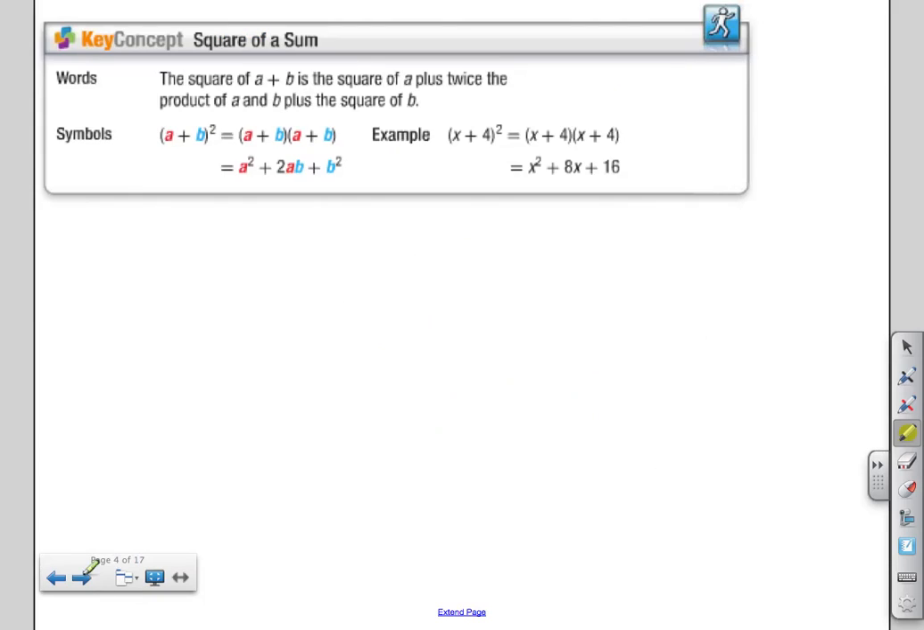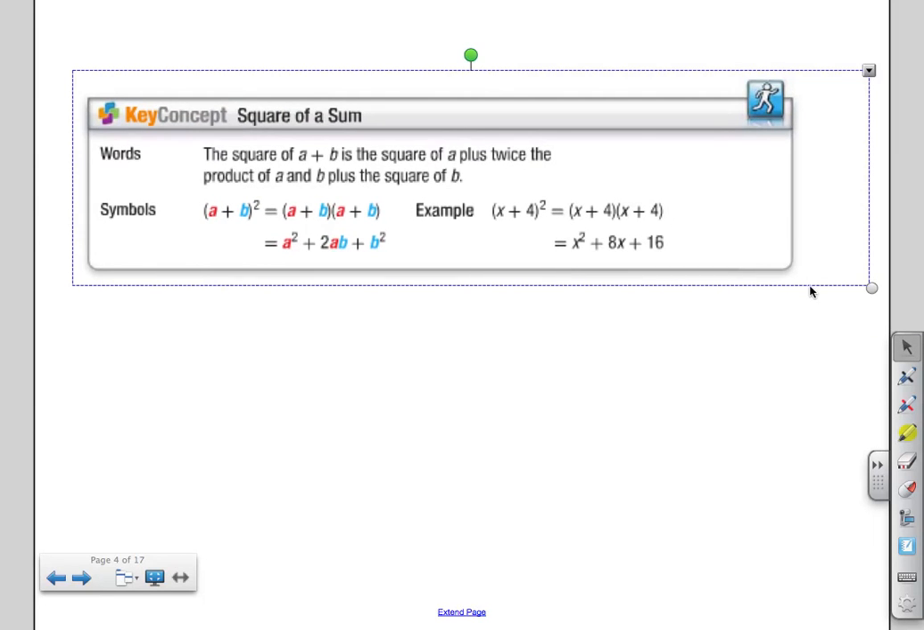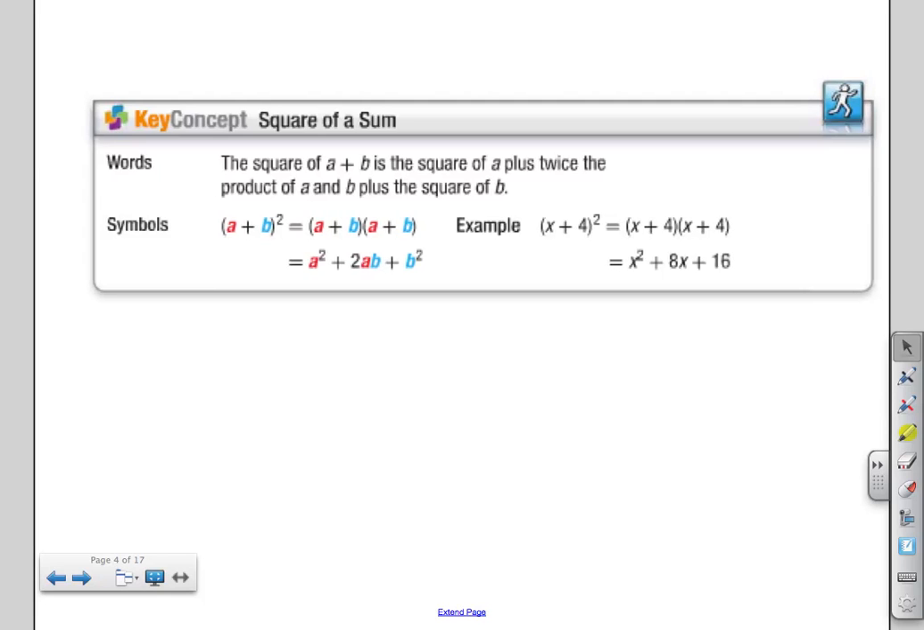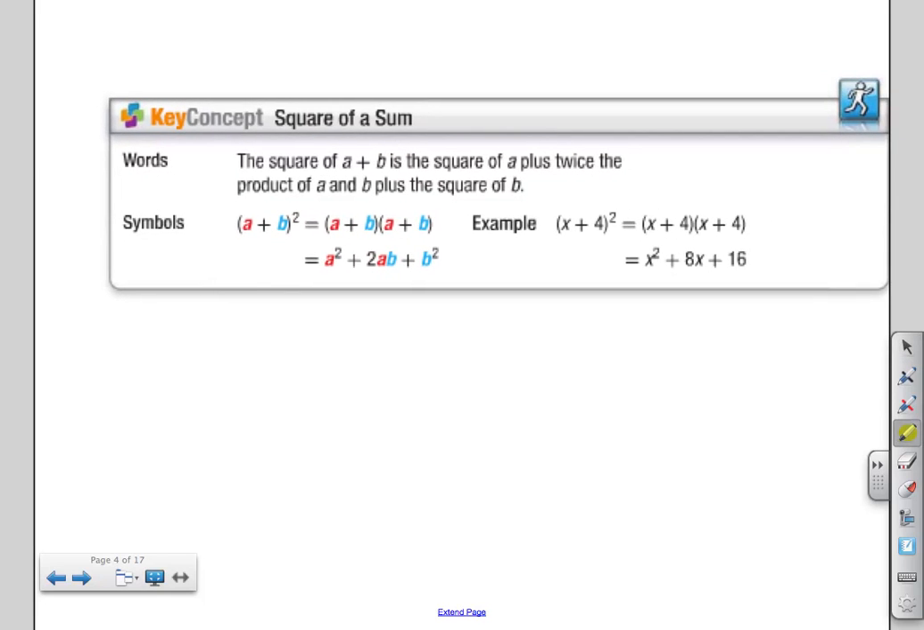Let's look at this in a key concept form here. Let me see if I can make this a little bit larger for you guys. Okay, so the square of a plus b is the square of a plus twice the product of a and b plus the square of b, okay? So this is what we talked about. If we are finding a plus b squared, we'll have a squared, and we'll have the b squared, and we'll have twice the product of a and b right here.